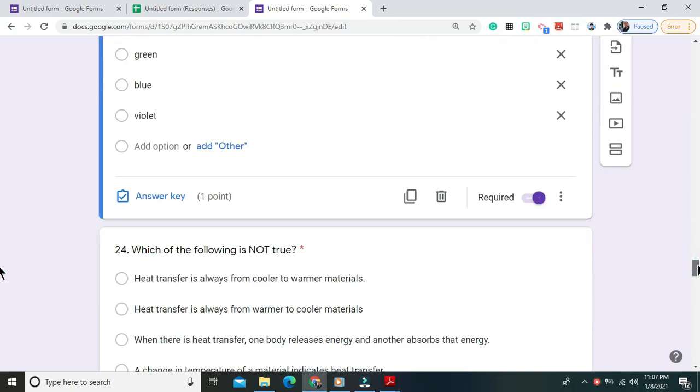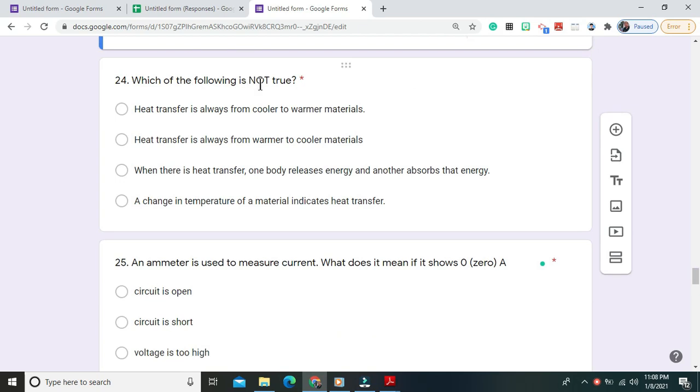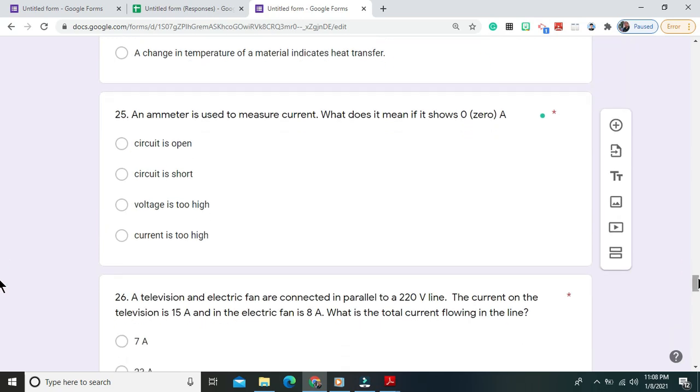Number 24. Which of the following is not true? The correct answer is heat transfer is always from cooler to warmer materials. Number 25. An ammeter is used to measure current. What does it mean if it shows 0A reading? The correct answer is circuit is open.